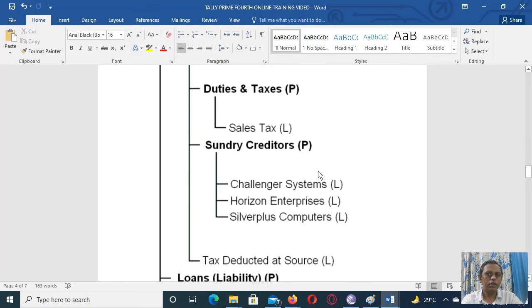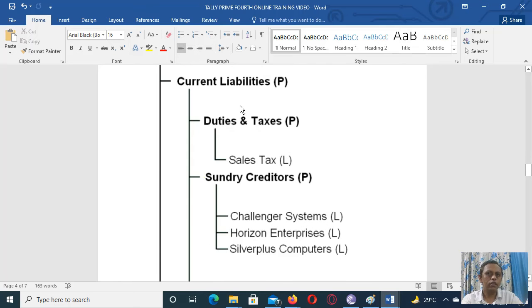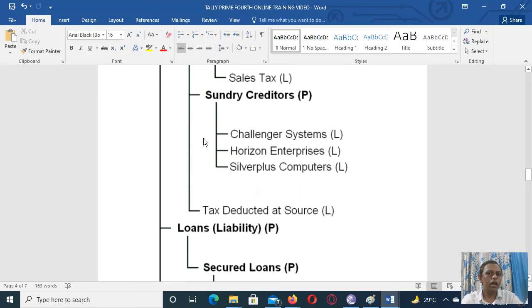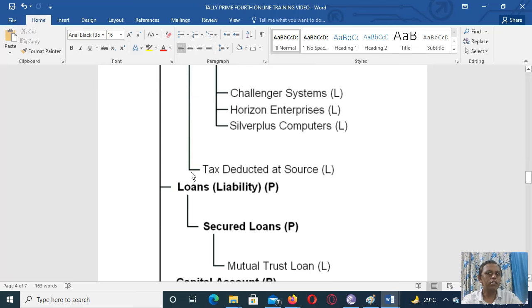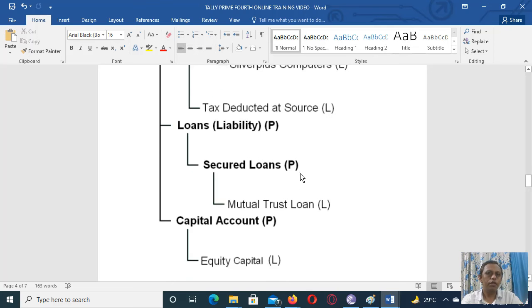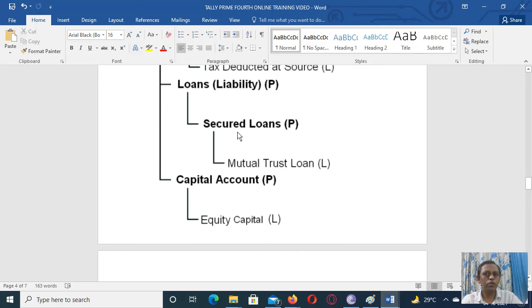After that, in the current liabilities primary group, we have to directly create a ledger, that is tax deducted at source. Then we also have loans and liabilities. Under loans and liabilities, we have secured loans. Under secured loans, we have to create Mutual Trust loan.